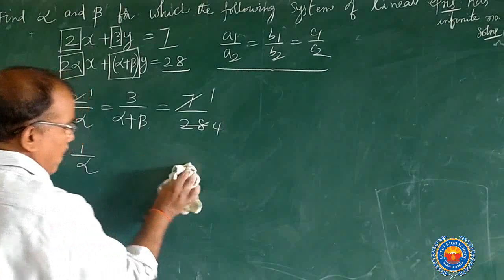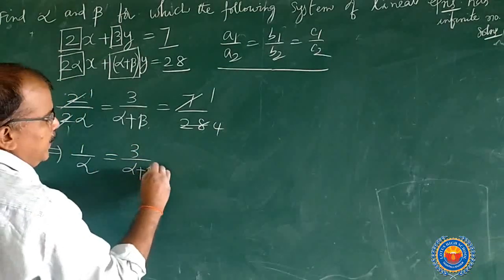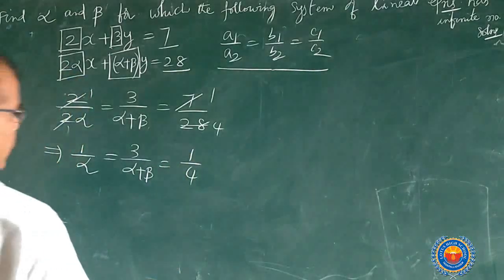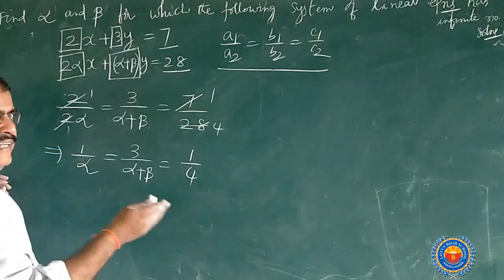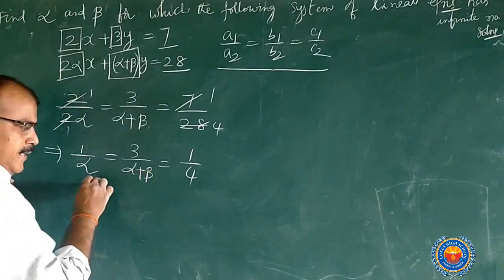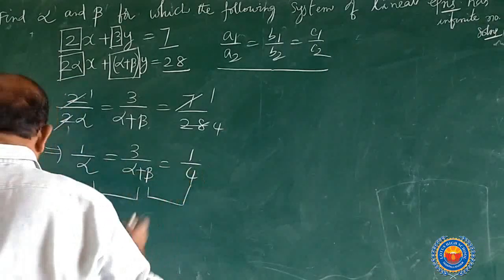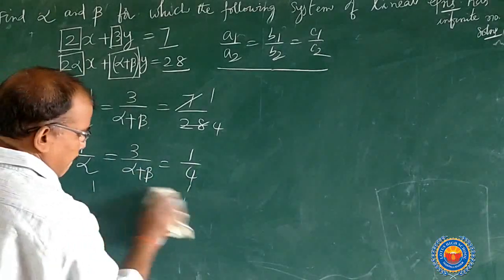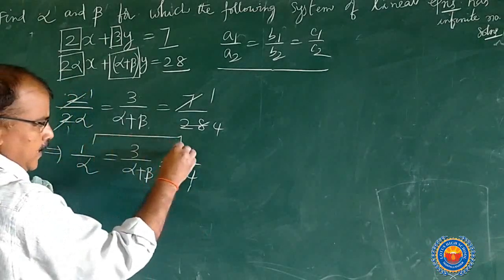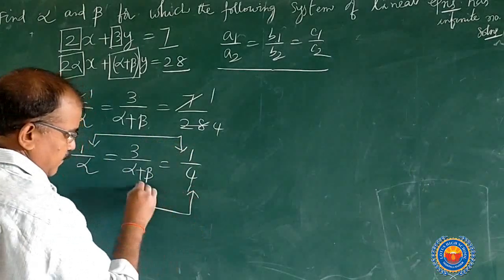Okay. Now it's equal to 3 by alpha plus beta, 1 by 4. Already equating the first ratio, second, third, you can equate these two, which is comfortable. Already a number is there, no? That's why better you equate 1 by alpha and this one. This is the first ratio. This is the second one. Understand?